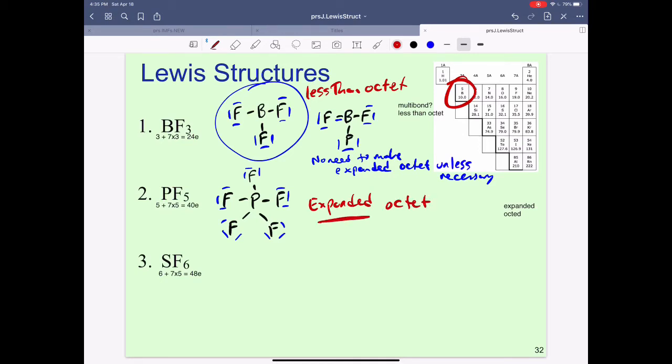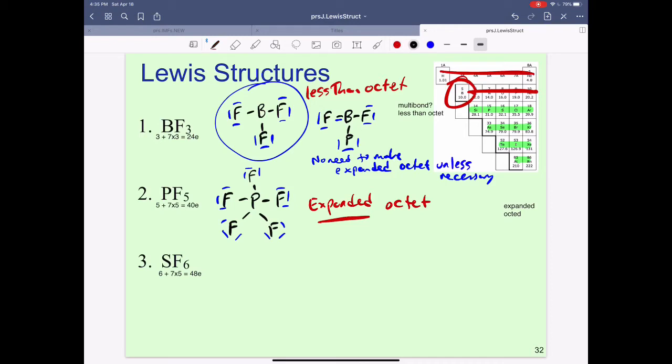And certainly what we should pay attention to is that this expanded octet will only occur with elements in the third period of the periodic table and beyond. You will not find expanded octets in the second, or certainly you won't find any central atoms with expanded octets in the first or second columns of the periodic table.